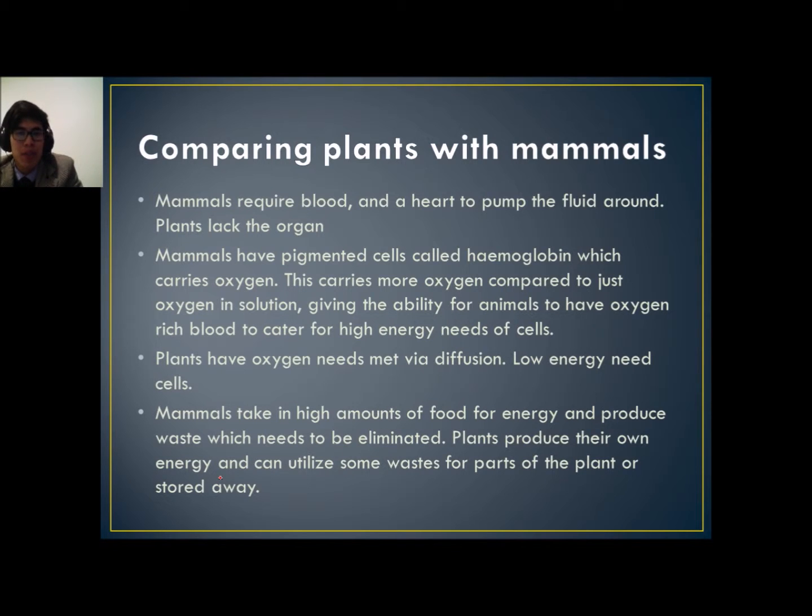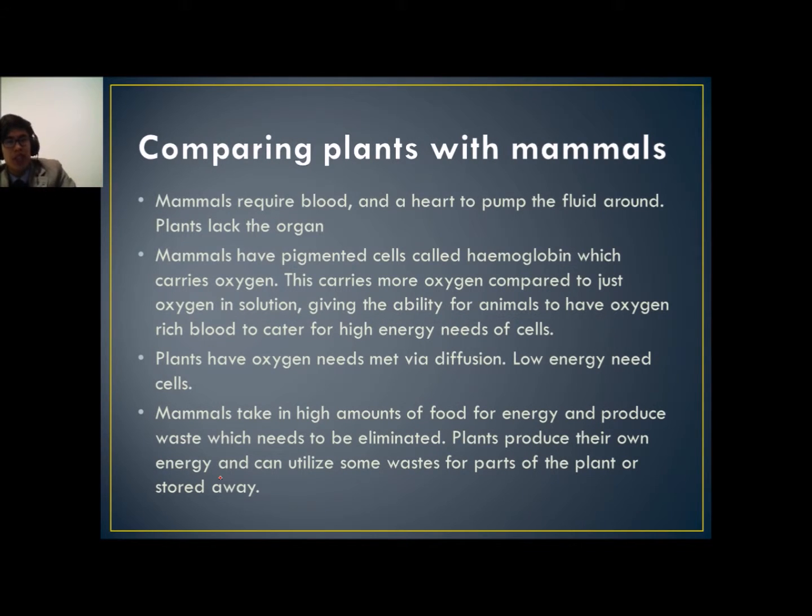Mammals have pigmented cells called hemoglobin, which carries oxygen. This carries more oxygen compared to just oxygen in solution, giving animals the ability to have oxygen-rich blood to cater for the high energy needs of cells. So hemoglobin allows you to carry more oxygen compared to just oxygen and water. That means that if you've got high oxygen in your hemoglobin, you can sustain high energy needs of cells.